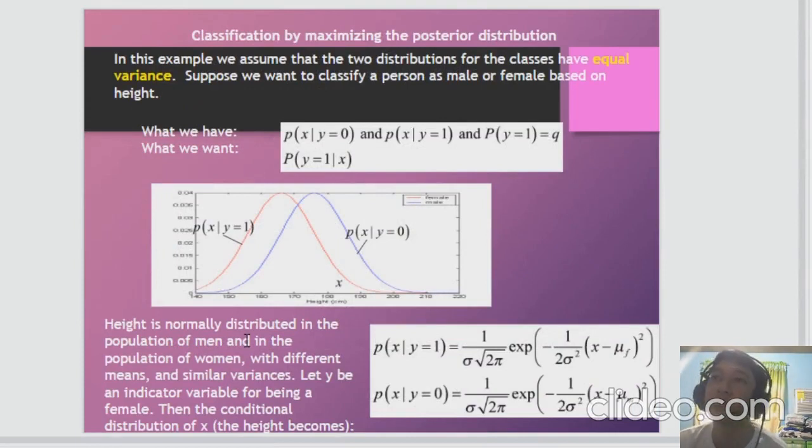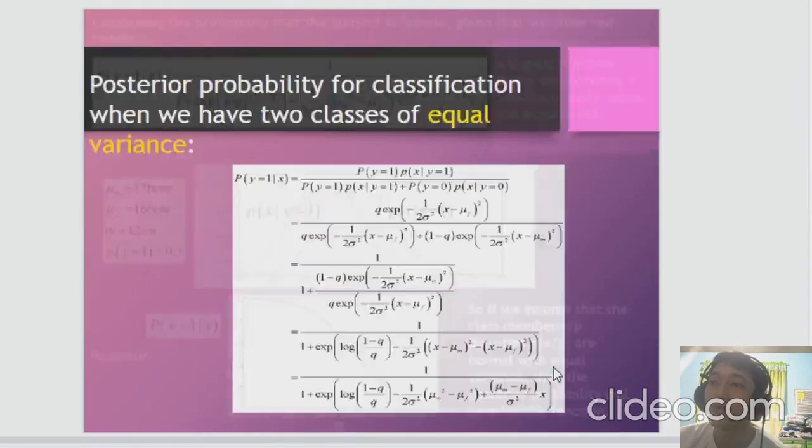Classification by maximizing distribution. In this example, we assume that the two distributions for the classes have equal variance. Suppose we want to classify a person as male or female based on height. This is the example and what we want. Height is normally distributed in the population of men and in the population of women, with different means and similar variance. Let y be an indicator variable for being a female, then the conditional distribution of x.